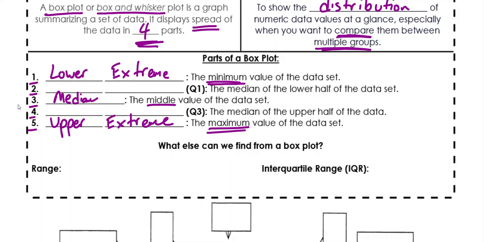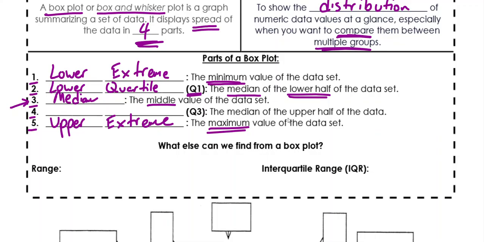Once we split this data in half, that's really what the median does. The median is going to split the data directly in half. What we're going to abbreviate as Q1 is called the lower quartile. And to find that, we're going to find the median of the lower half of the data. So you find the median, which splits the data in half. Then you find the median of the lower half. That's our lower quartile, or what we're going to abbreviate as Q1.